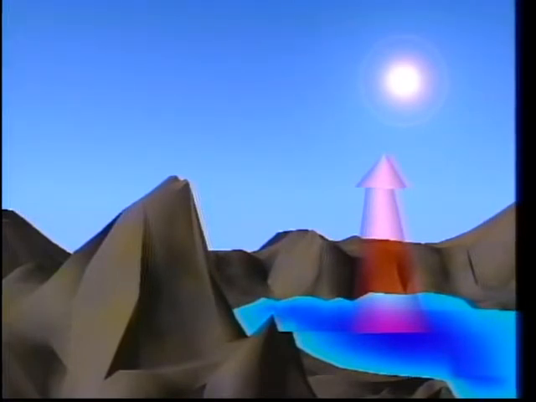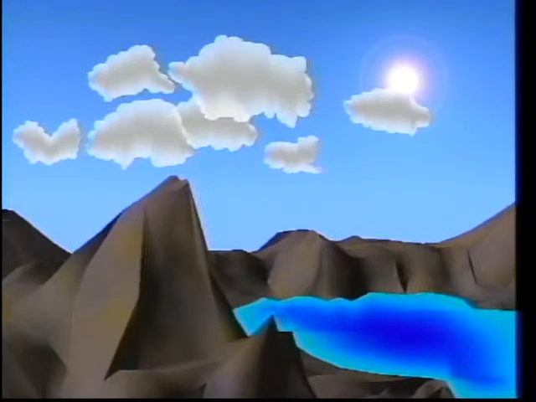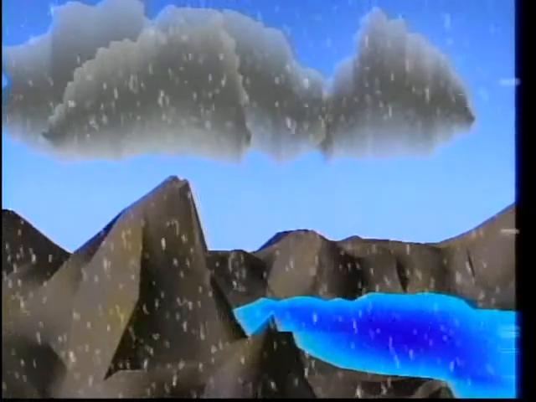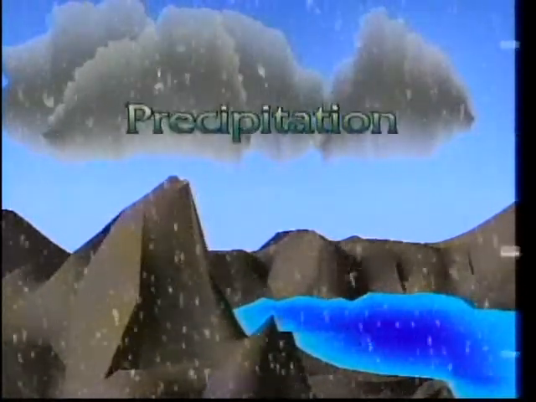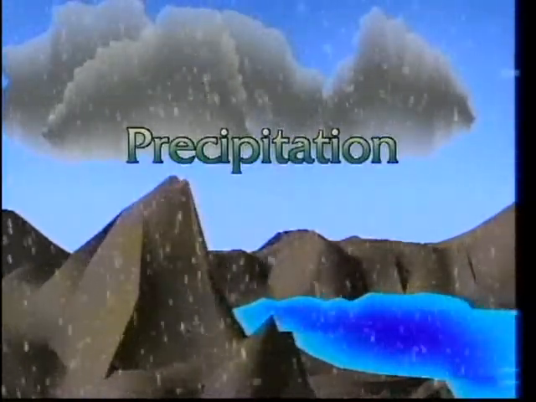As the water vapor rises in the atmosphere, it becomes cooler and begins to change back into a liquid form. Clouds form, and if the cooling continues, the water vapor may condense into water droplets or ice crystals. As the cooling continues, the water returns to the Earth as precipitation. This may be in the form of rain, sleet, hail, or snow.